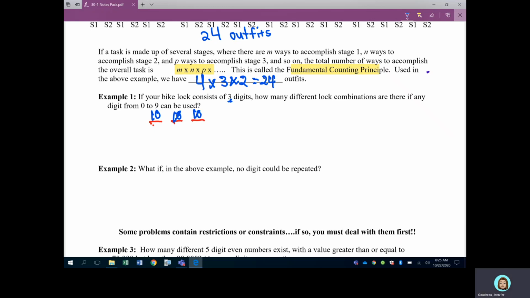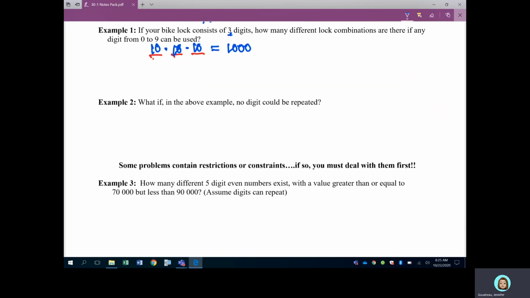Fundamental counting principle says to take the number of options at each stage and multiply. So we're going to multiply 10 times 10 times 10, and that is going to give us 1,000. So there are 1,000 different lock combinations if we have 3 digits, and any digit from 0 to 9 can be used. Example 2 builds off that same example.